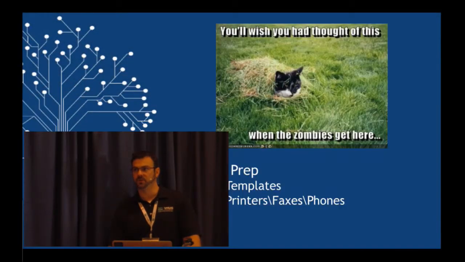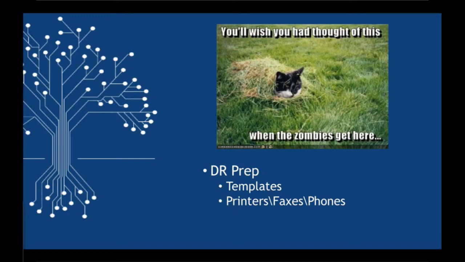DR prep. SRM makes things very easy to fail over, but it doesn't fail everything over. What happens when you fail over to the DR site and all of a sudden something that was working in the production site isn't, and you need to spin up a new VM? Do you have a template at the DR site ready to go? Can you build the VM in a matter of minutes like you're normally used to? Or do you have to install Windows and update patches and all that stuff when you're at the DR site? Another thing is, do you have printers, faxes, and phones at the DR site? Because you're not going to fail many of those over. Hopefully you don't need faxes at all, and that takes care of itself.